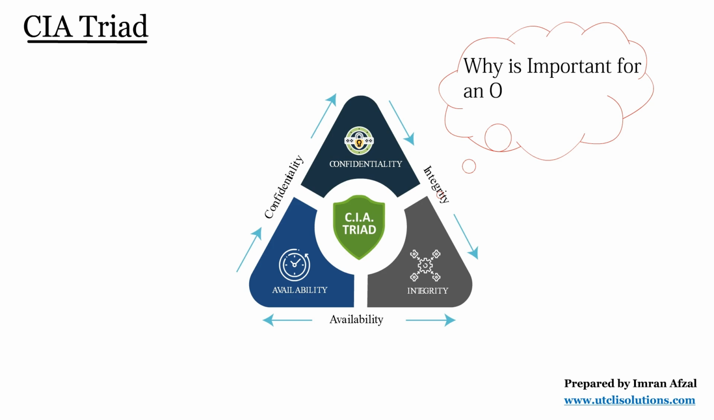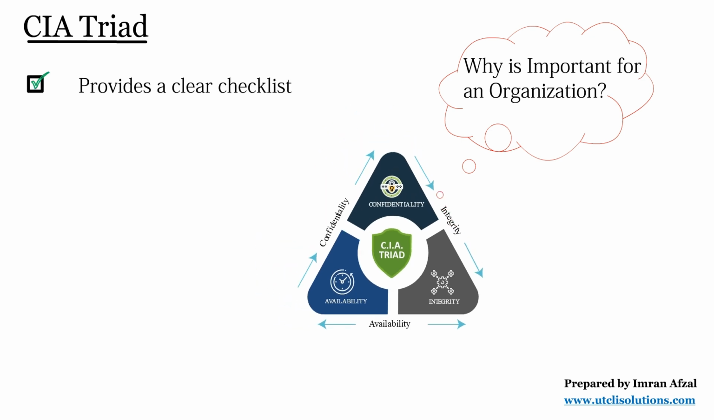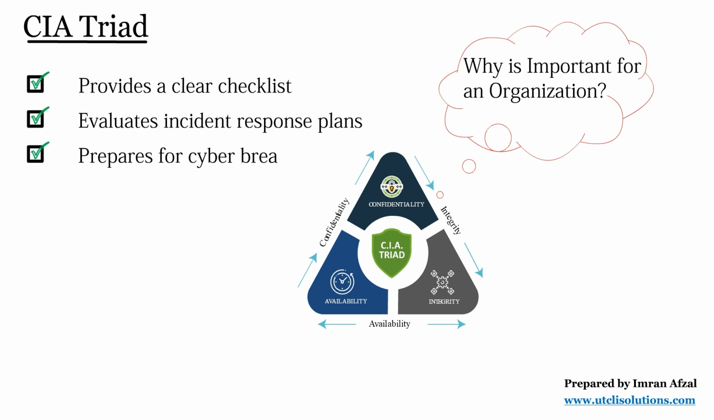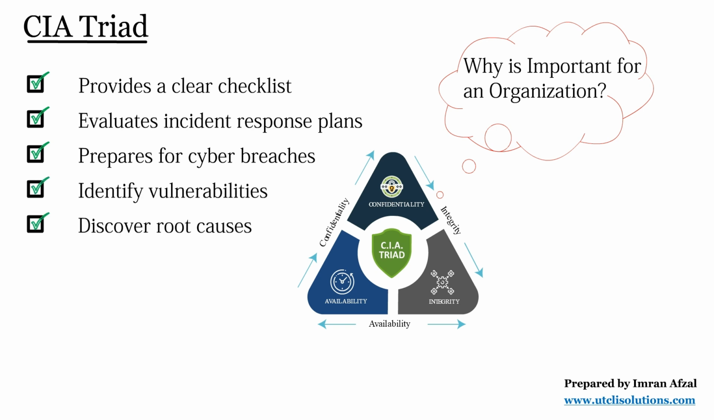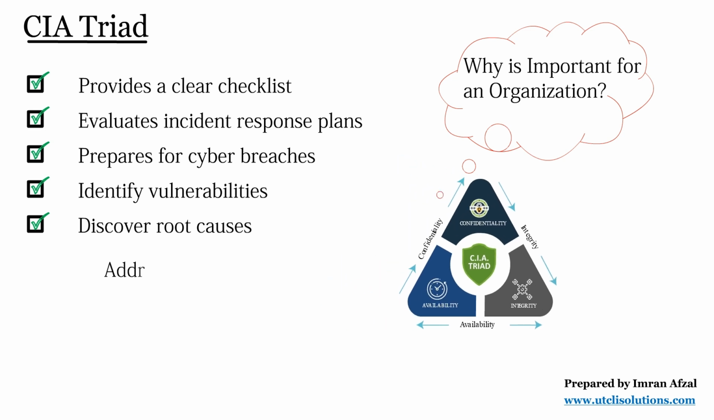Why is the CIA Triad important? The CIA Triad is crucial for organizations because it provides a clear and comprehensive checklist to evaluate their incident response plan in the event of a cyber breach. It helps organizations identify vulnerabilities and discover what went wrong if a network is compromised. Later, this information can be used to address weaknesses and strengthen organization policies.